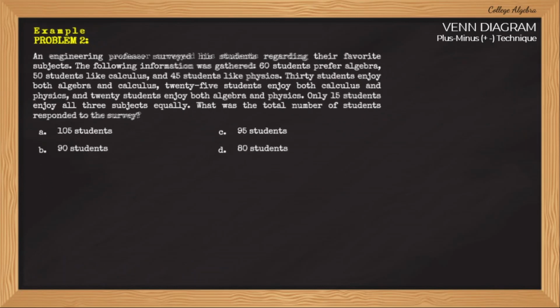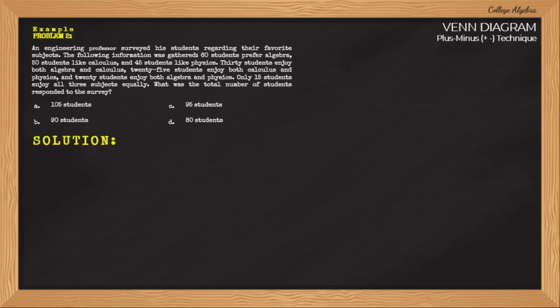So here, we have three sets. The first is algebra, the second is calculus, and the third is physics. We are talking about the answers of those students regarding the survey as to which is their favorite subject. So what we need to do first is list all the values for the combinations of one set, the combinations of two sets, then the combinations of three sets.